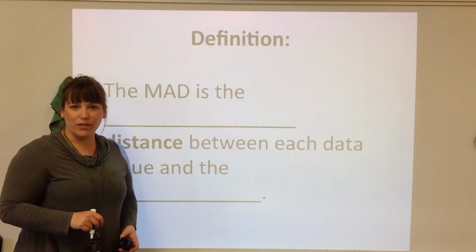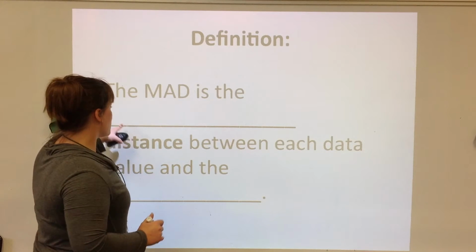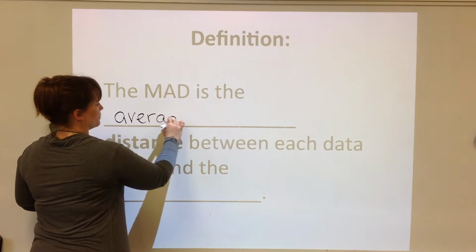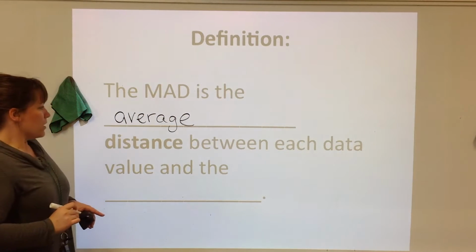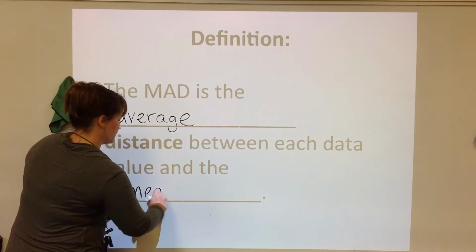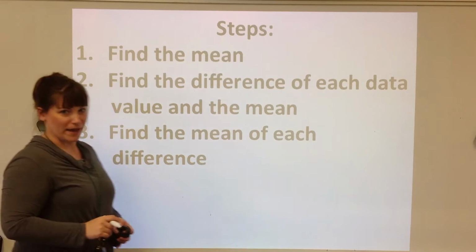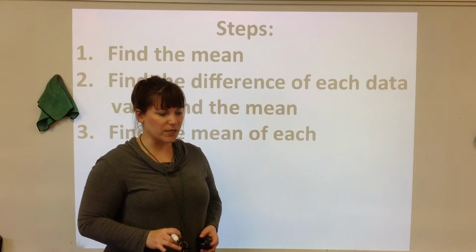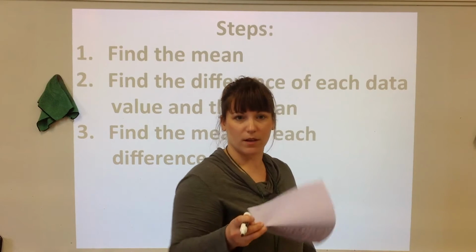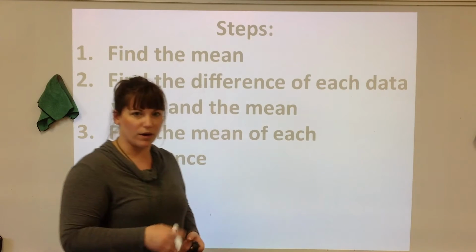So, continuing on that white sheet, what is the definition of a mean absolute deviation? It is the average distance between each data value and the mean. How do you find the MAD? There are 3 steps. And for these steps, you don't have to write anything. It's literally the first 3 steps on your purple page. So I'm just going to walk through them.